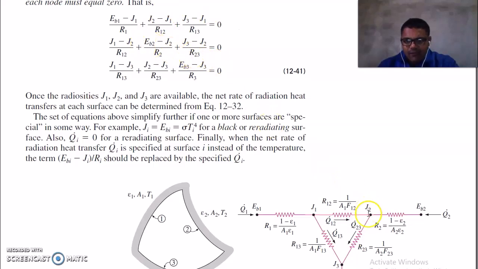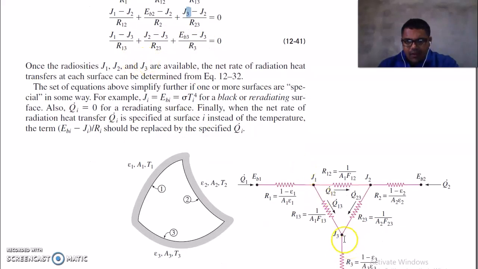The same you can write for J2: the heat coming towards J2 must be equal to the heat leaving. So the heat coming towards J2 depends on these two factors, and this is your heat leaving. So writing these three equations for heat coming and heat going, you will get this equation.